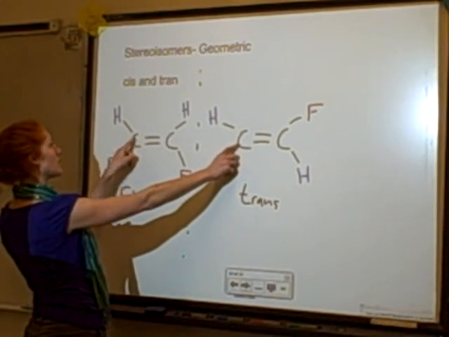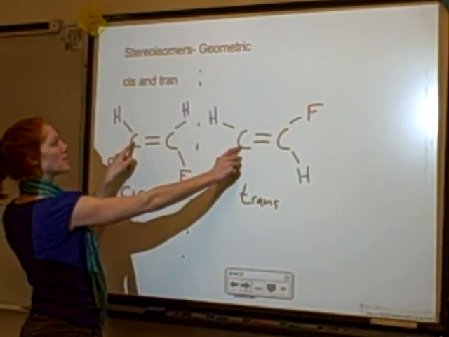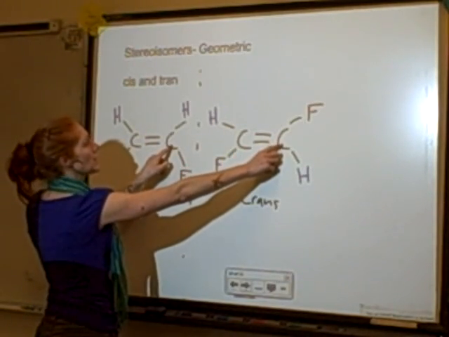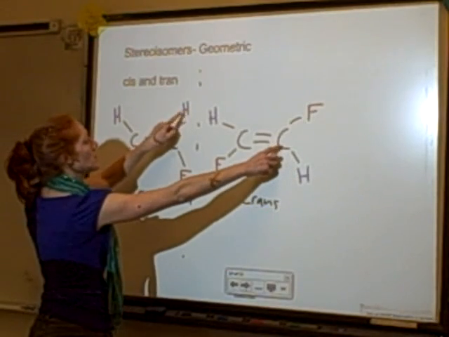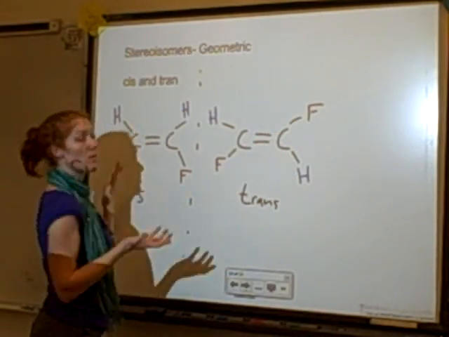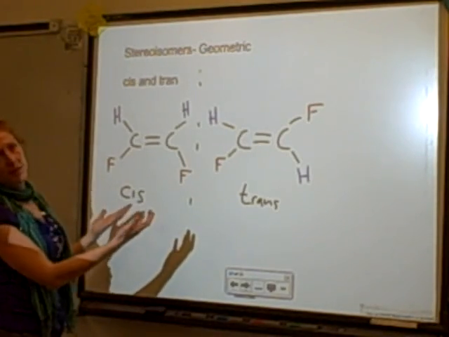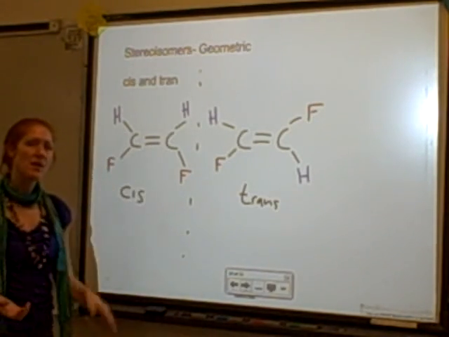I've got a carbon bonded to a hydrogen and a fluorine, double bonded to a carbon, bonded to a hydrogen, and bonded to a fluorine. Yep. Same connectivity, so they're not structural isomers, but they clearly look different. And these guys behave differently too.